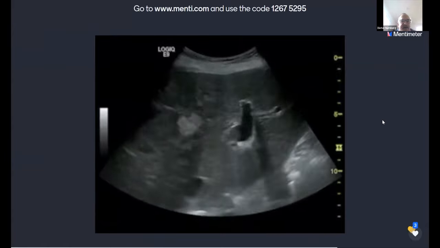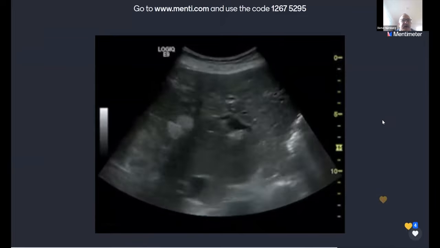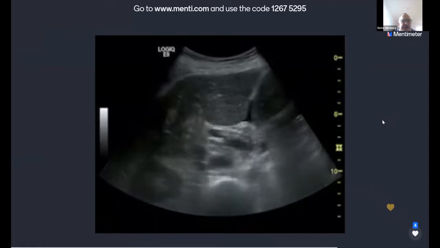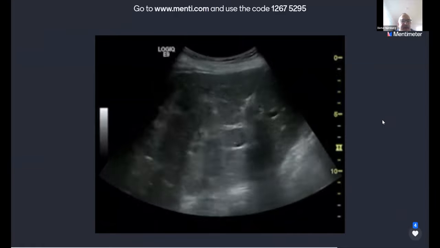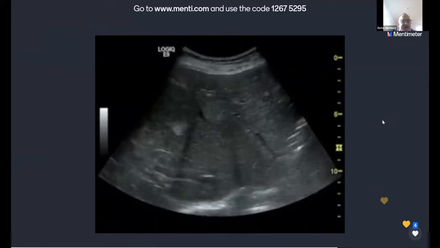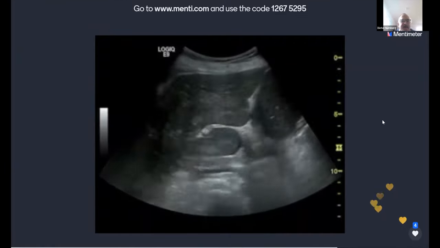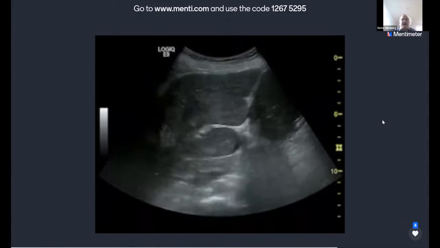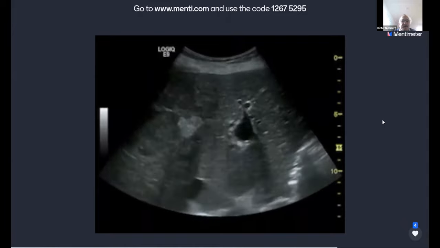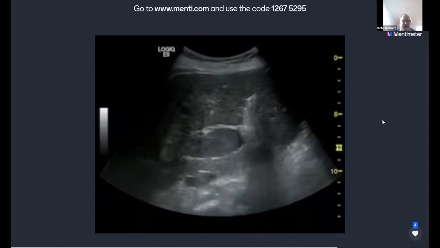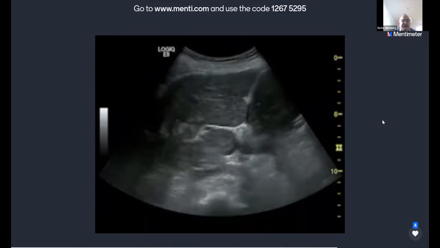In our situation here, we have an echo-rich thrombosis of the hilum of the portal vein, the left branch, and also the right branch. And on the right side, you can see a tumor mass. That's the typical sign of a tumor thrombosis in the portal vein. Thanks.